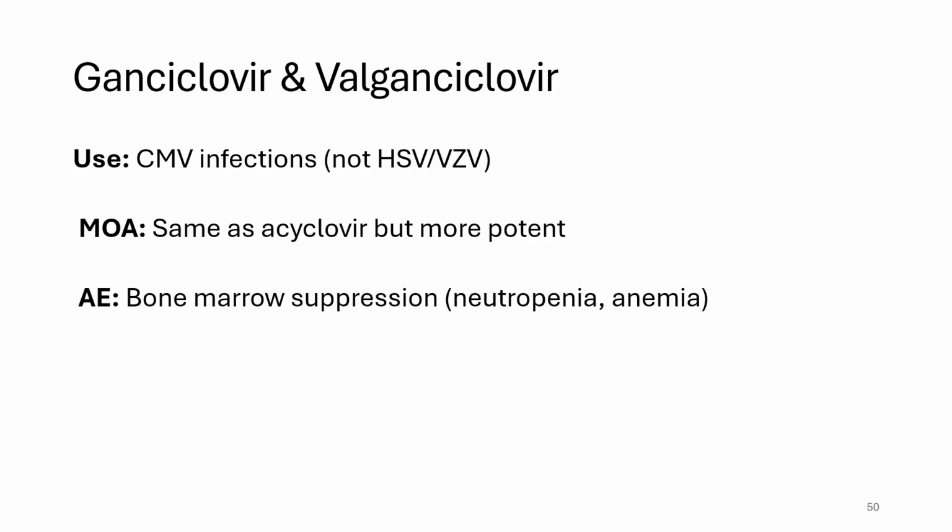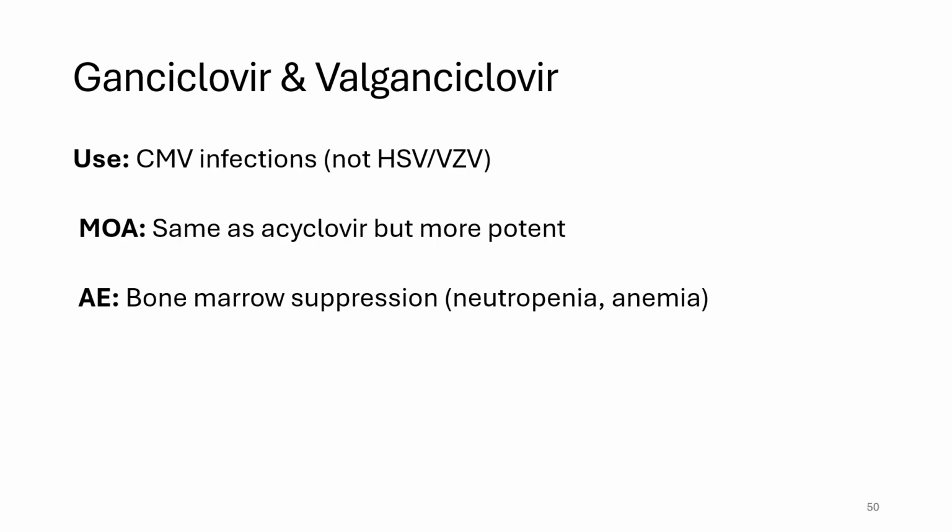Next is Ganciclovir and Valganciclovir, which you should think of as CMV drugs. Quickly, CMV is cytomegalovirus, which is a herpes virus that is typically asymptomatic in healthy individuals, but can cause serious disease in immunocompromised patients. So think of transplant recipients, patients with HIV, or neonates. These drugs are not for HSV or varicella. That is a really common exam trap.